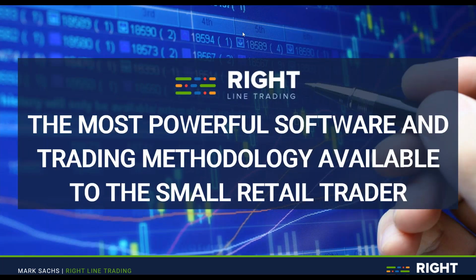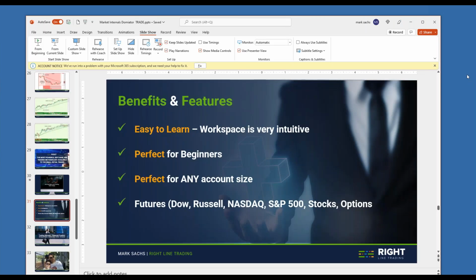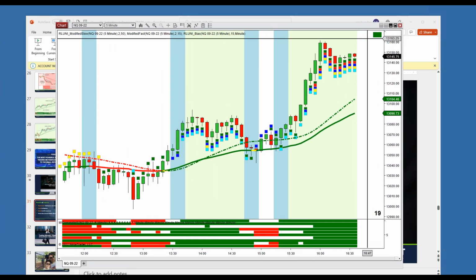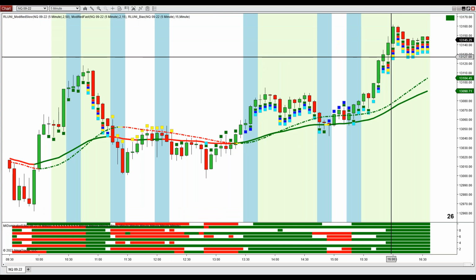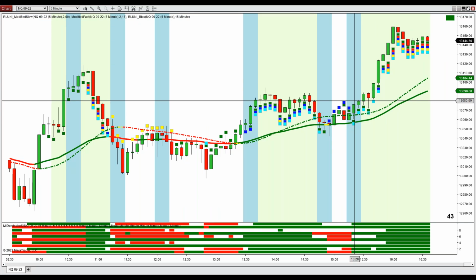So I don't want to get into the hype that I think this is the most powerful software and trading methodology available to the small retail trader, but I do believe that. But I'm going to jump off of this, try to close it, and move over my chart. Now we're in the process of making the system better. When I talk about granularity, I talk about precision and accuracy.